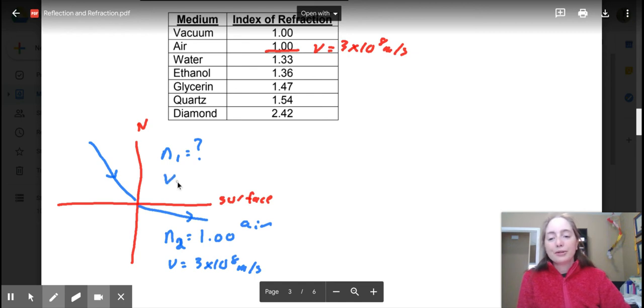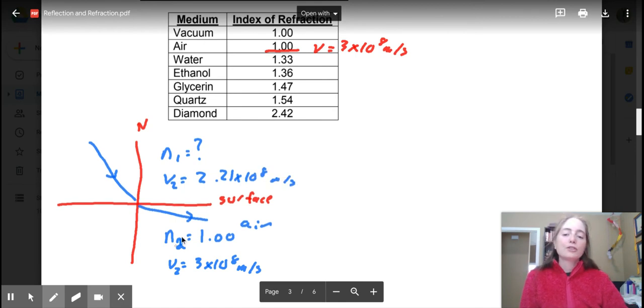And we have our speed in medium 1, which was given to us to be 2.21 times 10 to the power of 8 meters per second. So we know that if this n is going to be any of these, that's v1, it's going to be higher. That means we're going to be moving from something that is more difficult to move in to something that is going to be easier to move in. So that means this ray of light is going to bend away from the normal as it speeds up.